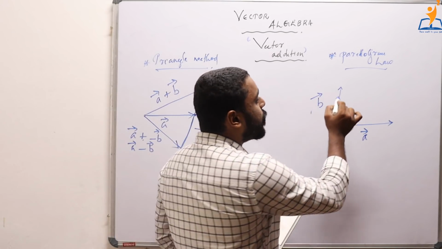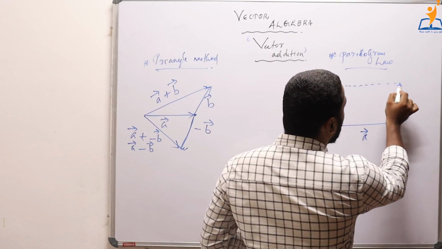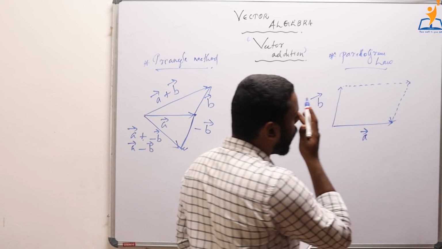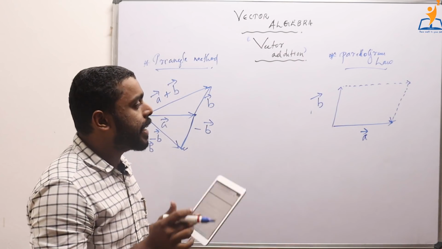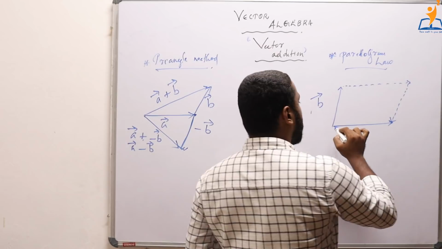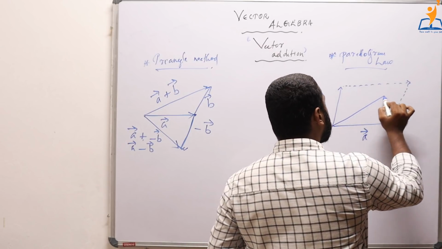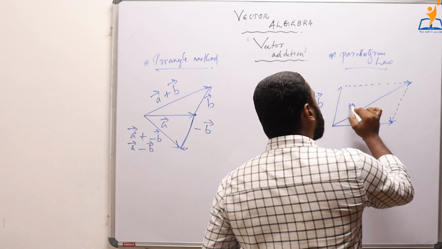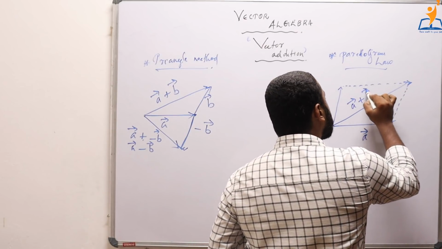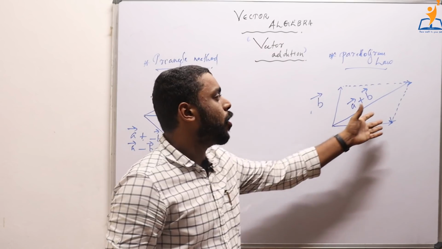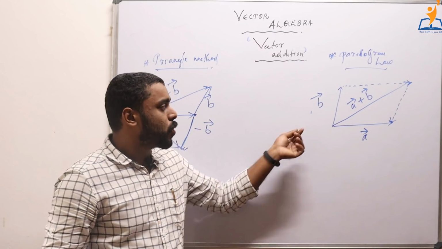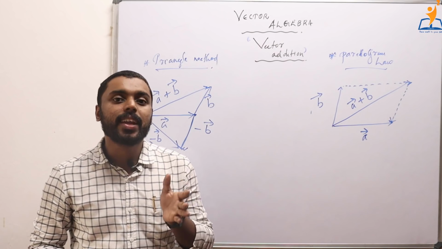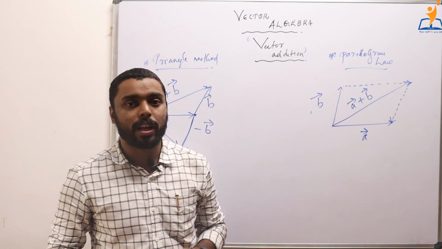And here we can easily form a parallelogram like this. In the parallelogram law of vector addition, vector A plus B is nothing but the diagonal of the parallelogram. Clear? So the diagonal of the parallelogram is nothing but A plus B in vector addition by the parallelogram law.